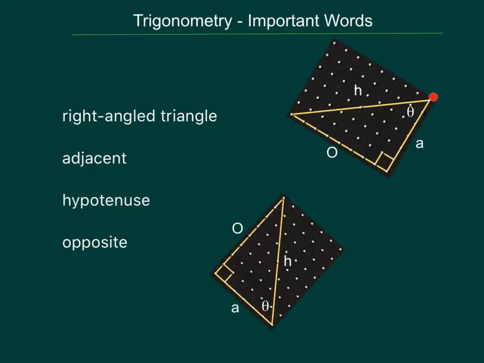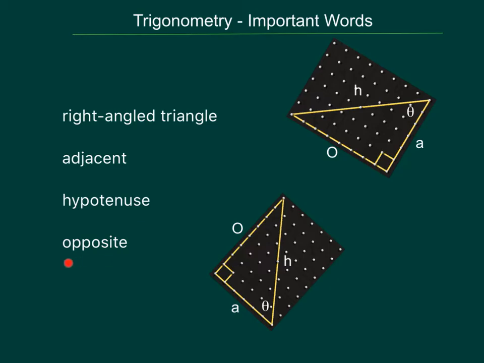In this other triangle here, the adjacent is this side because it's next to the angle and it's also next to the right angle. The hypotenuse, which is the next word, is always the longest side. It is never next to the right angle. It's always opposite or away from the right angle. So here's the hypotenuse for this triangle, here's the hypotenuse for this triangle.